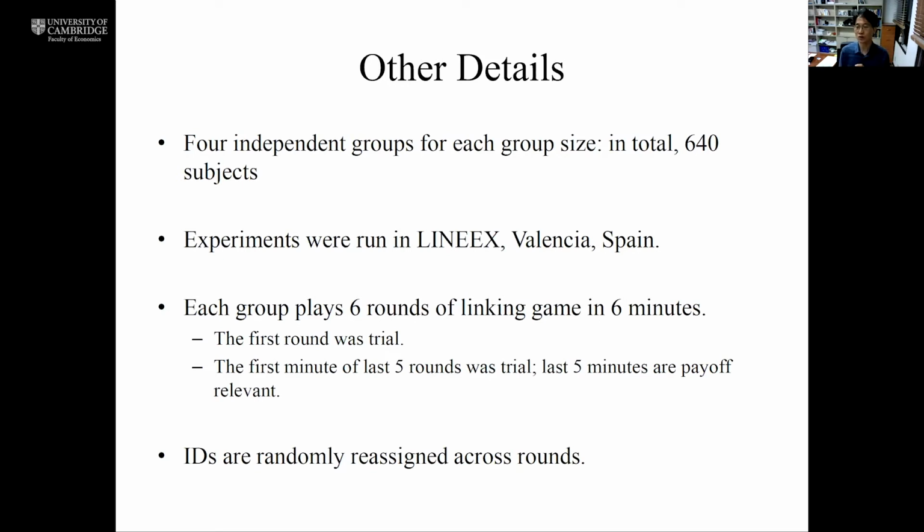The first round was a practice round, meaning that whatever subjects make has no consequence on their earnings. Among the last 5 rounds, the first minute was a trial, meaning that only the last 5 minutes are payoff relevant to the subject. And this information was public to the subjects.